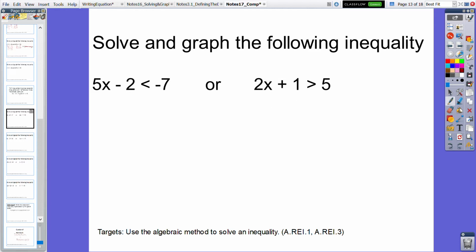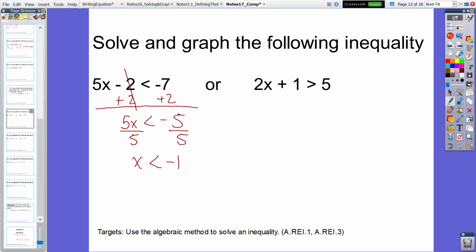So if I look at the first one, 5x minus 2 is less than negative 7, I solve it like normal by adding 2 to both sides of the inequality. 5x minus 2 plus 2 crosses out the 2's, I'm left with just 5x, less than negative 7 plus 2 is negative 5. Okay, and then I go ahead and divide by 5 on both sides of the inequality. That leaves me with x is less than negative 1. Okay, so all my numbers less than negative 1 are the first condition here.